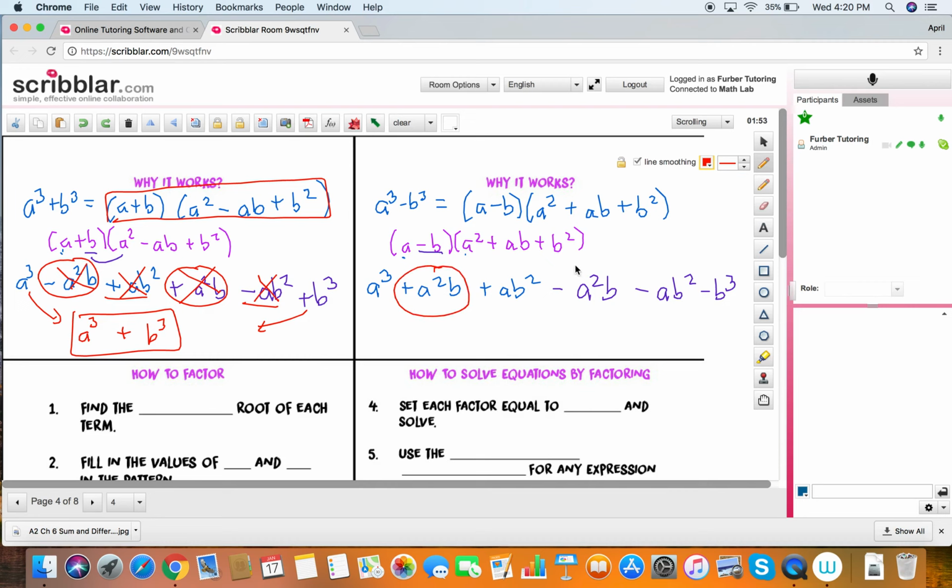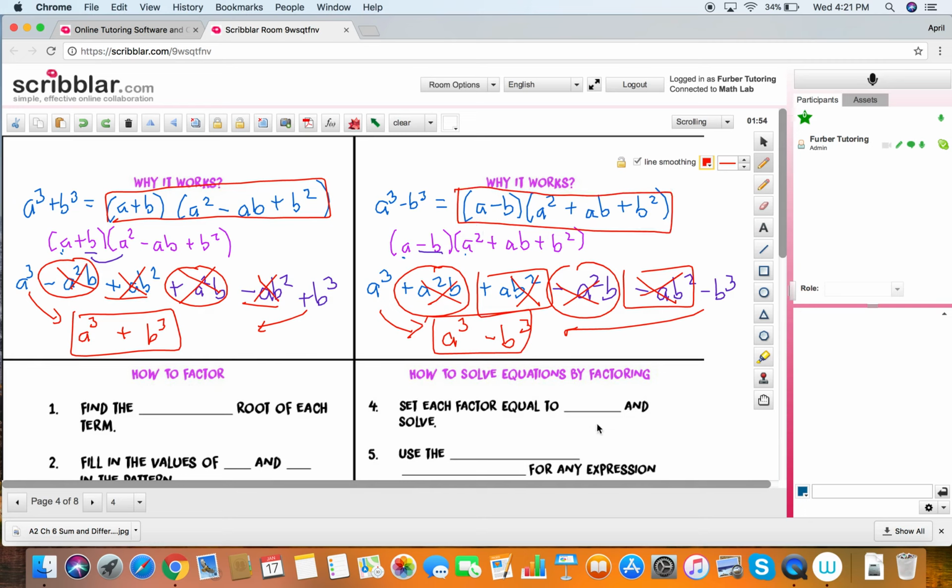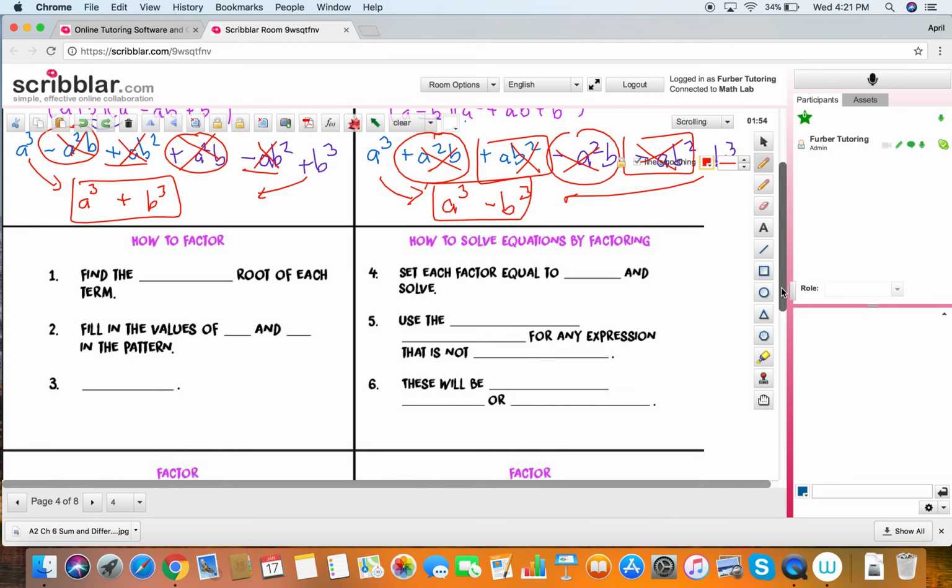So let's do the same thing. Look at my like terms. Positive a squared b, negative a squared b. They cancel. ab squared, negative ab squared. They cancel. All I'm left with is a cubed minus b cubed. And that's why it works. So if you memorize this, then it's going to make these problems a lot easier. And how are you going to recognize these problems? Well, easy. They only have two terms. Okay, so we're going to see that as we go through some more steps.